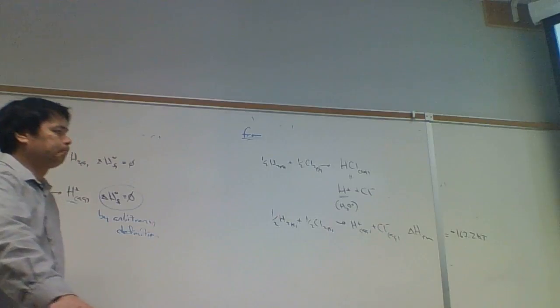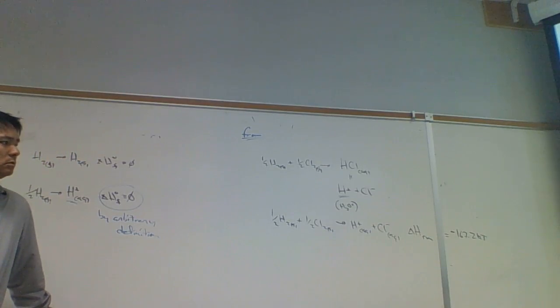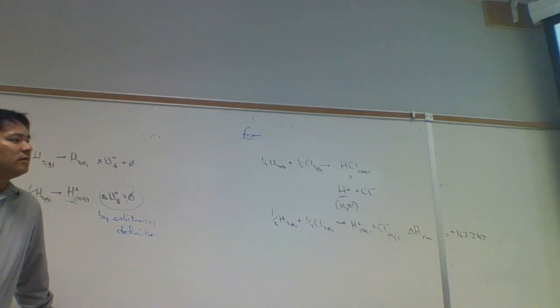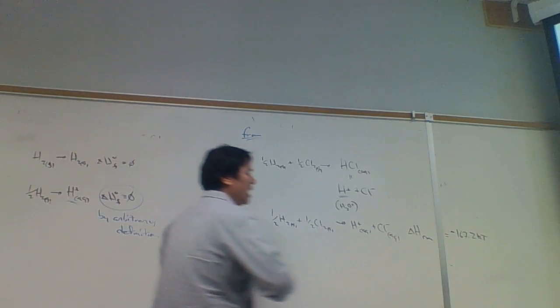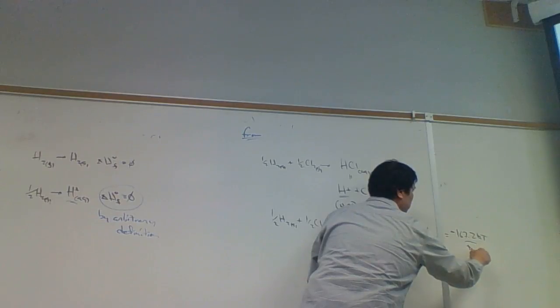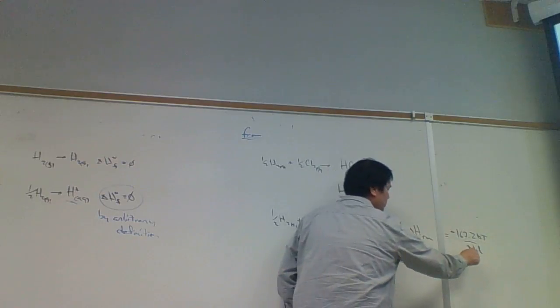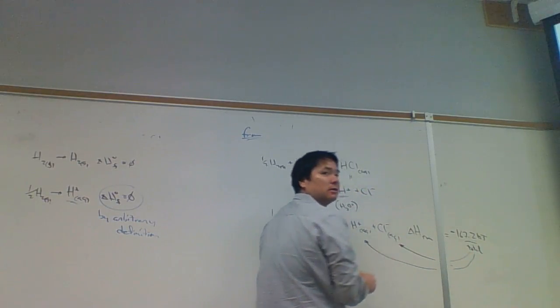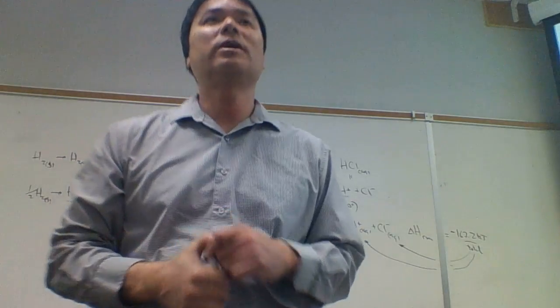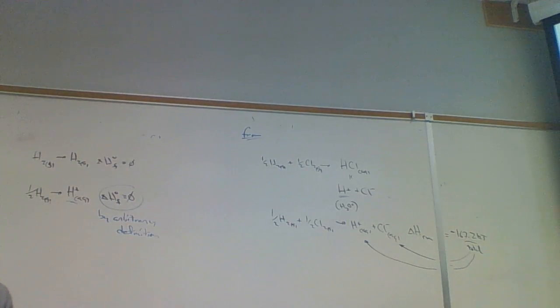Now I want to figure out, of that 167.2 kilojoules, how much of this total was due to H+, and how much of the total was due to Cl-? Could I assume it's a 50-50? Maybe half the energy is due to the formation of H+, half the energy is due to the formation of Cl-. Is that fair?